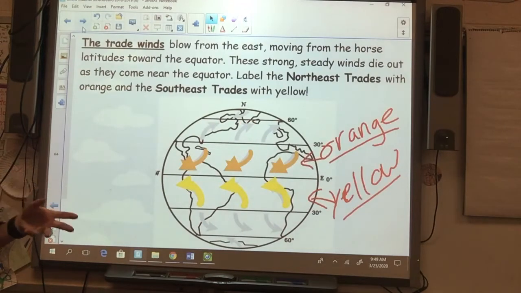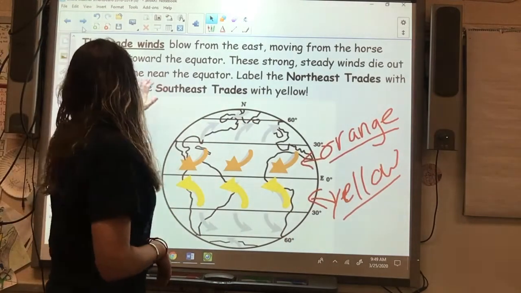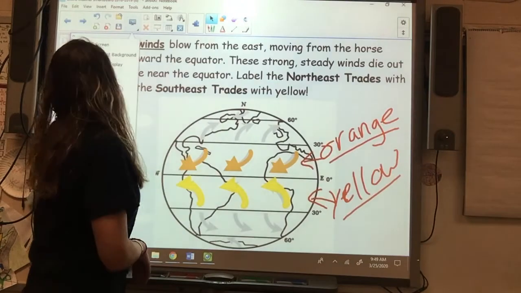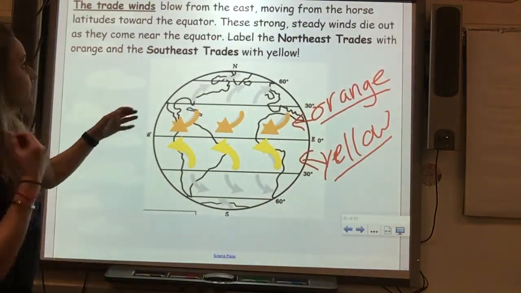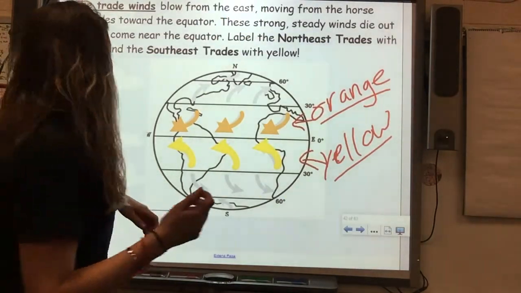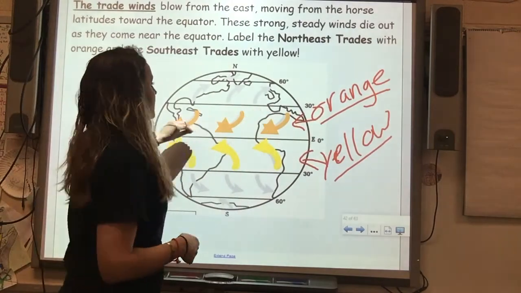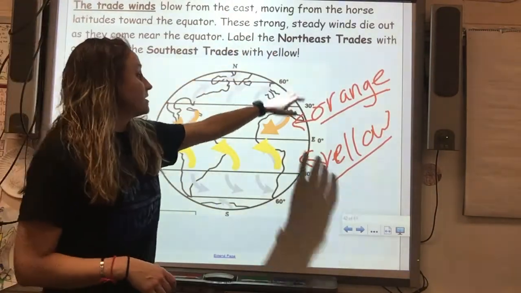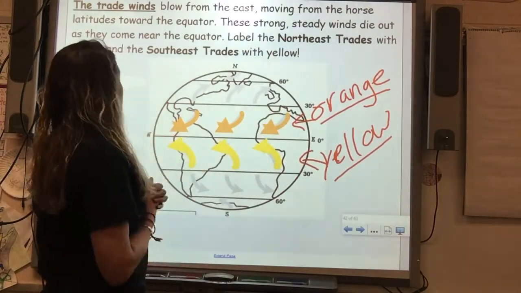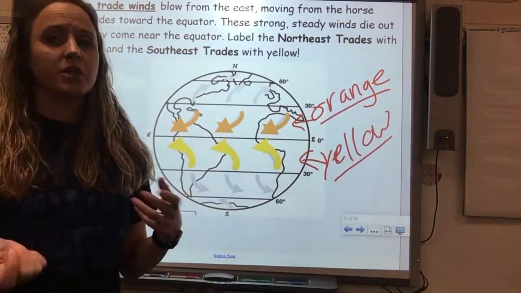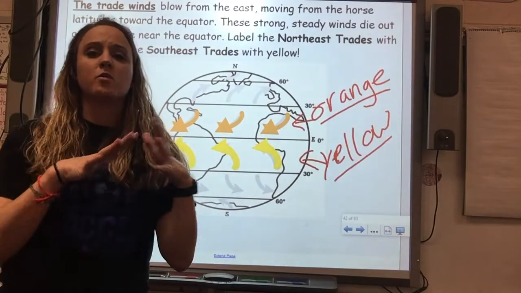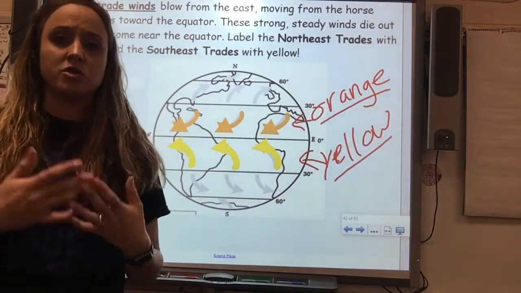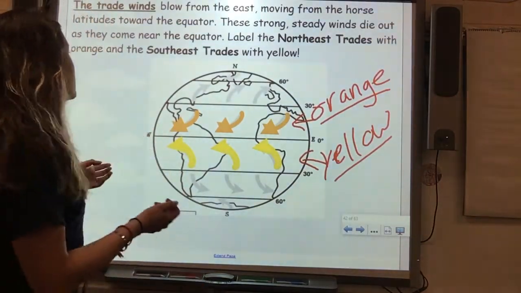Finally, we have our trade winds, okay? Our trade winds blow from the east, moving from the horse latitudes towards the equator. These strong, steady winds start to die out the closer that they come to the equator, because the closer they come to the equator, the more level and even the temperature is all the time.